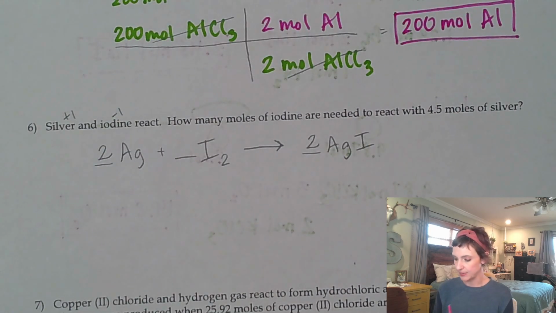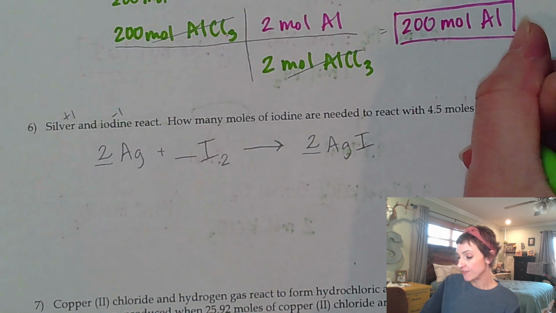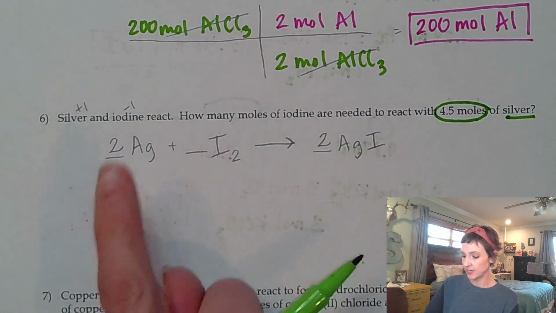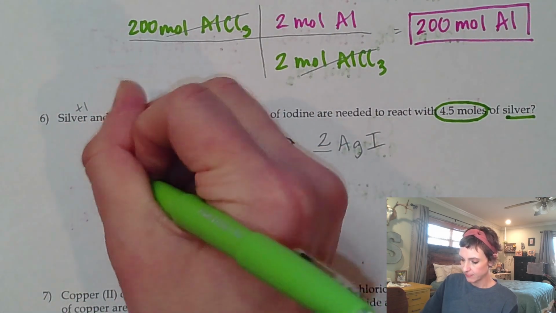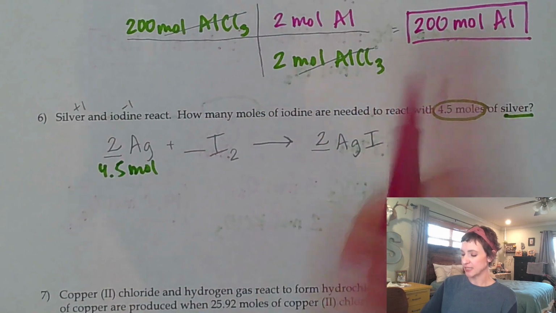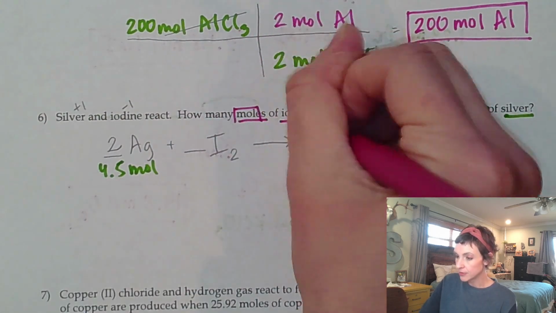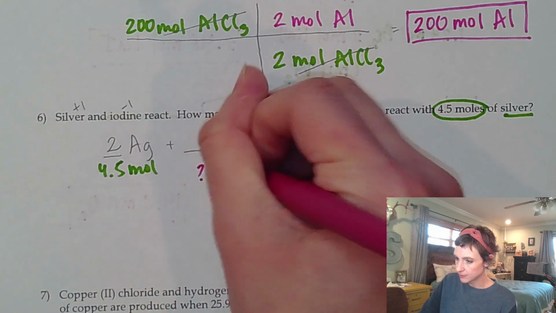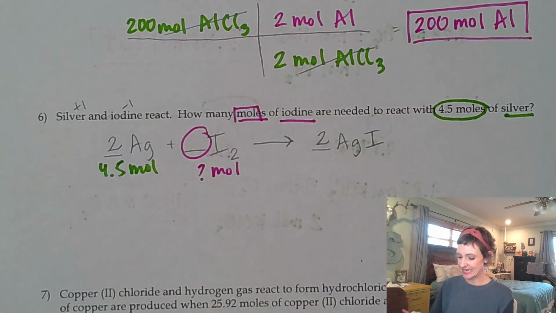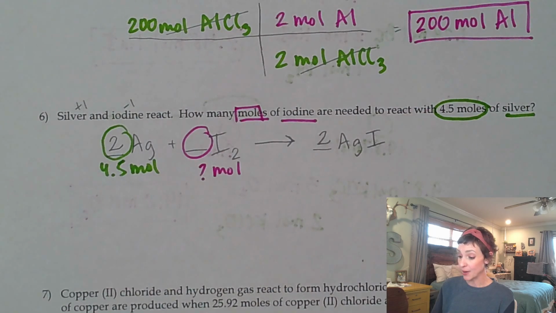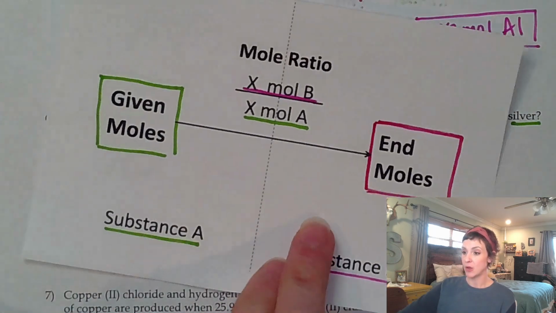I got my green, I got my red. Here we go. How many moles of iodine are needed to react with 4.5? 4.5 is my given. 4.5 moles of who? Silver. Where's silver? He's right there. I've got 4.5 moles. Yes? Where am I trying to get to? I'm trying to get to moles of who? Iodine. Well, where is iodine? He's right there. So I put a question mark, moles. Okay, now I can more easily see my mole ratio coefficients, right? And so now I know I'm going from moles to moles, which is a 1-step process.